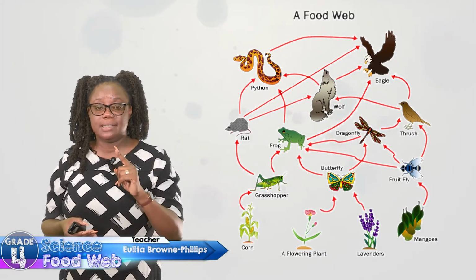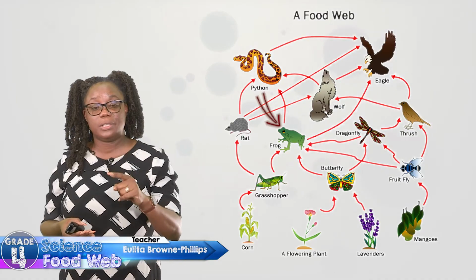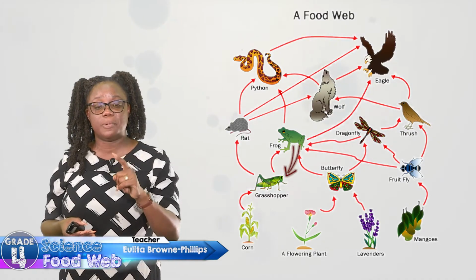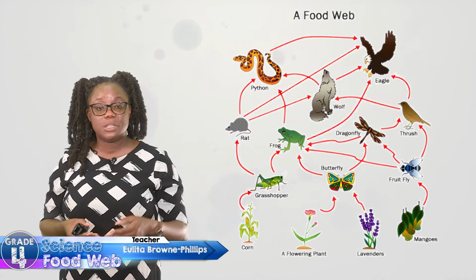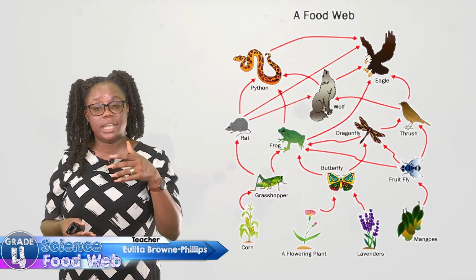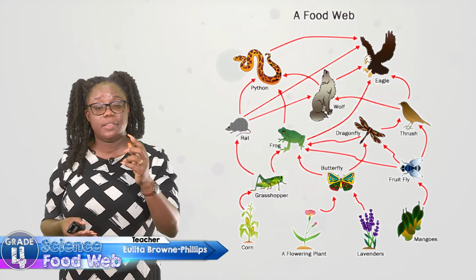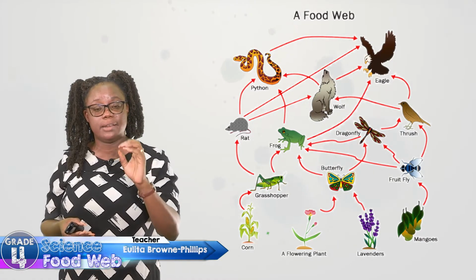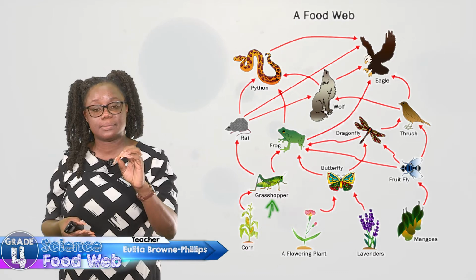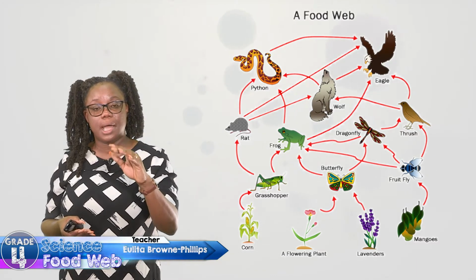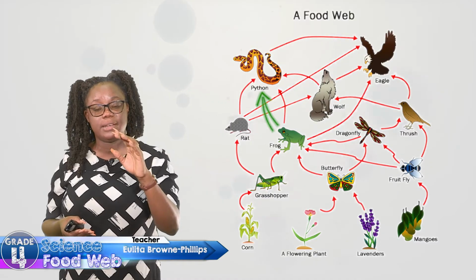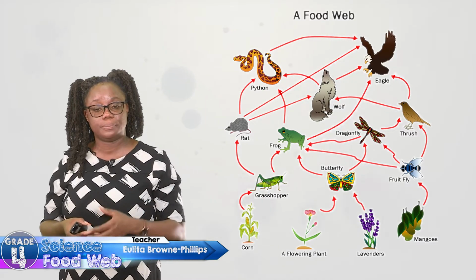Now the python eats the frog, which eats the grasshopper, which eats the corn plant. So you see, boys and girls, how the energy is transferred. The grasshopper got its energy from the plant. The frog got its from the grasshopper, and the python got its energy from the frog.